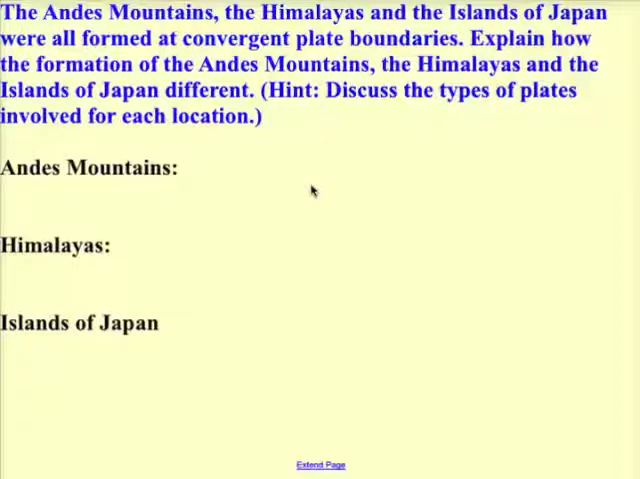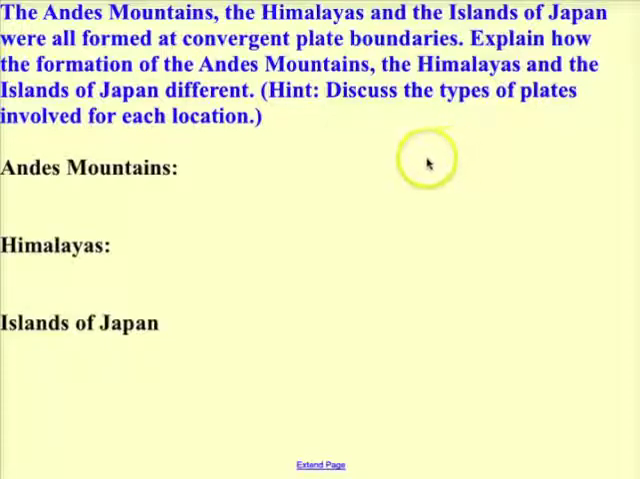Now, the Andes Mountains, the Himalayas, and the islands of Japan were all formed at convergent plate boundaries. Explain how the formation of the Andes Mountains, the Himalayas, and the islands of Japan are different. So this word here probably should be differ, how they differ from each other. In other words, discuss the types of plates involved in each location. Now, do you remember where the Andes Mountains are? If you were to look at a map, the Andes Mountains would be in South America. So you've got South America, and you've got the Pacific plate right there.